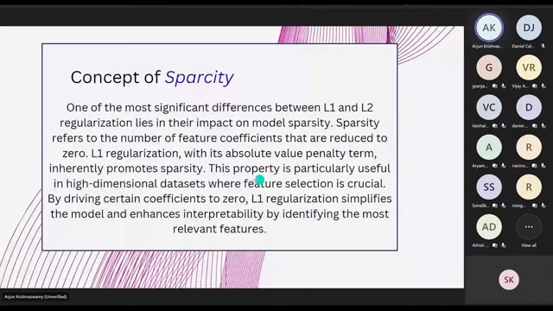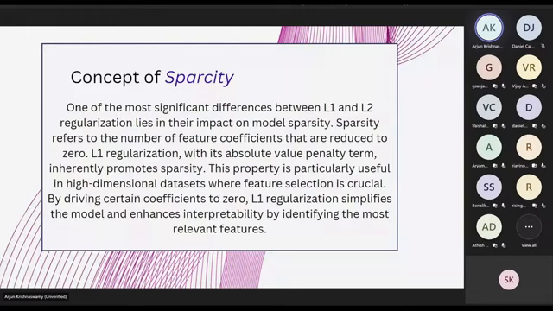now I'll introduce something called sparsity. Sparsity, you can pronounce it in whatever way you want. So as I had mentioned, the difference between L1 and L2 lies in feature selection. So here sparsity refers to the number of feature coefficients that are reduced to zero. In L1, because of that absolute value penalty term, it makes some of the weight zero completely, but in L2 it doesn't make it zero completely. So L1 promotes feature selection, while L2 reduces complexity.